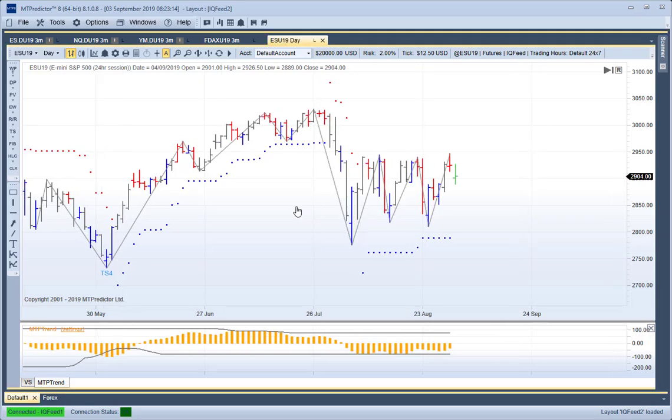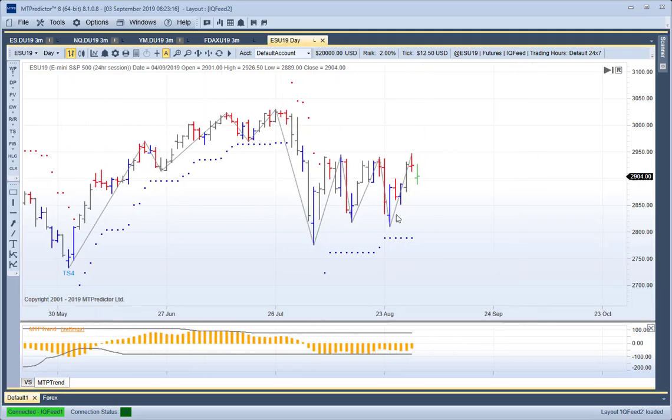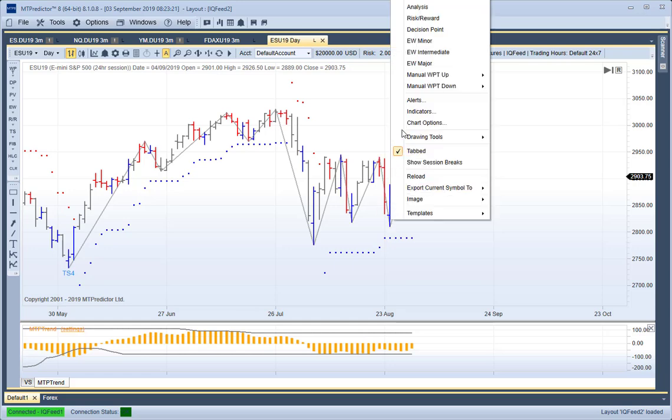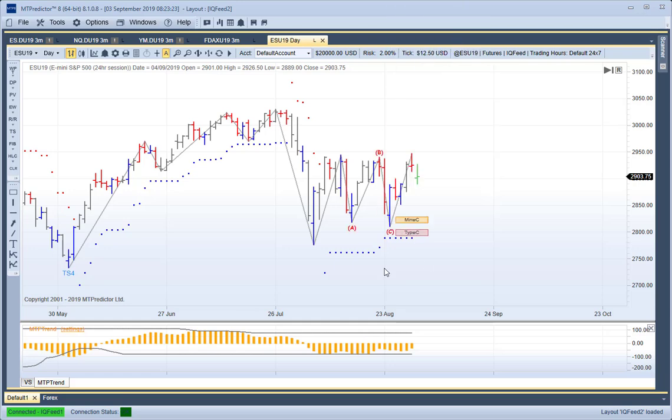Well, since then, the ES, this is the daily chart of the ES by the way, the market seems to have gone down here in what appears to be an ABC correction. So if I do right mouse click to Elliott wave intermediate, it seems that this is an ABC correction down here. So what could this be now? Well, this could be a wave B now.